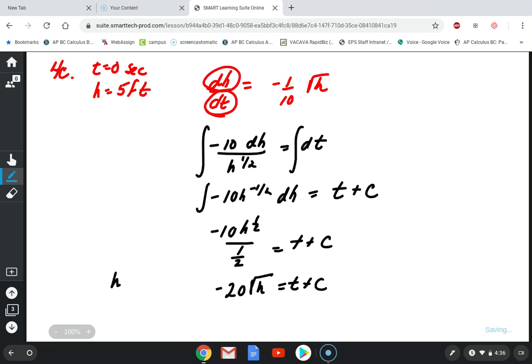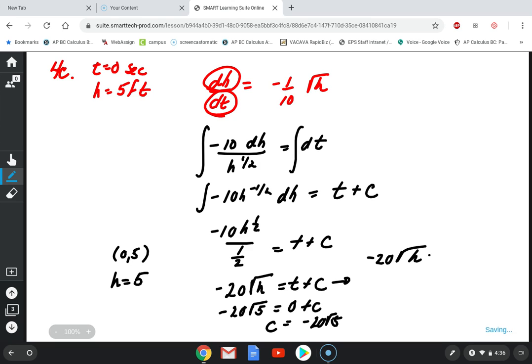And I'm going to solve for c. I'm going to use the fact that h equals 5 when t is 0. So I have negative 20 square root of 5 equals 0 plus c. So c equals negative 20 square root of 5. Going back, I have negative 20 square root of h equals t minus 20 square root of 5.